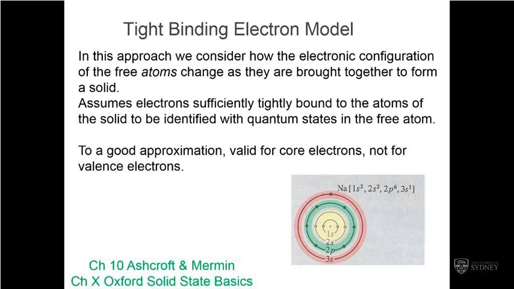Here you have the orbital, and the superscript there indicates how many electrons you've got in that orbital. So you can see the s has got 2, and the p's got 6, and the very outer one has only got 1 electron, and it needs another electron, so it actually readily gives up that 1 electron. So in this approximation, or this model, we assume that the electrons are sufficiently tightly bound to their atoms so that they are identified with the quantum states of the free atom, and then what we're going to do is bring those atoms together and see how those levels are changed.